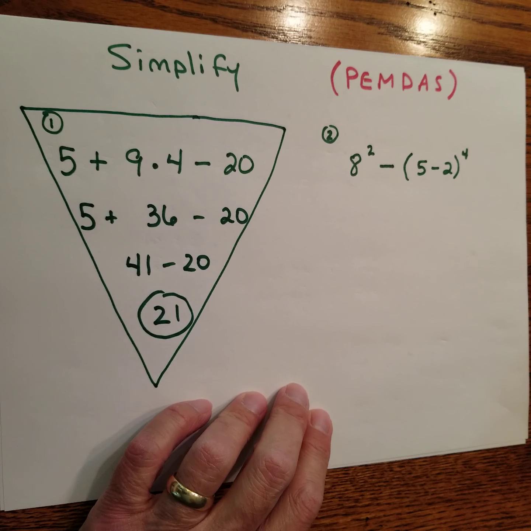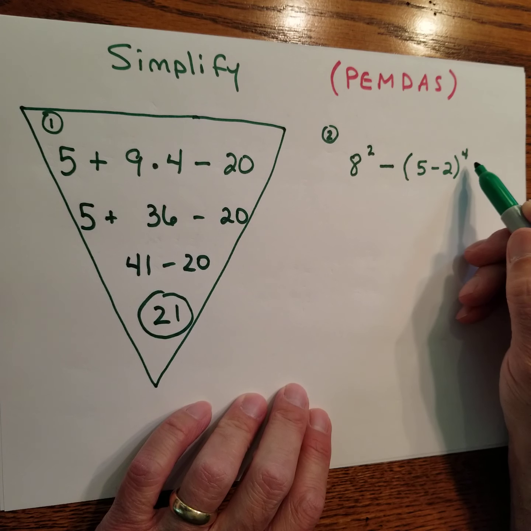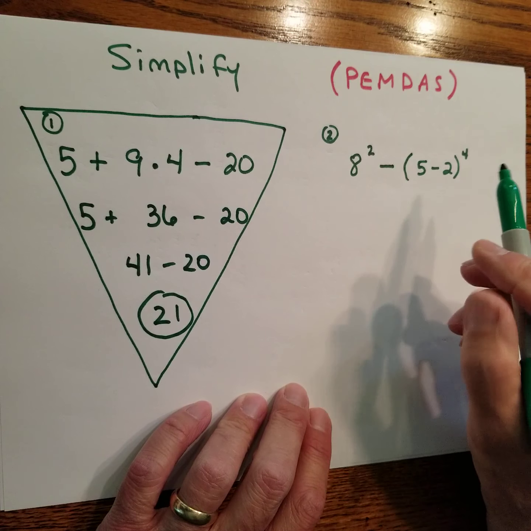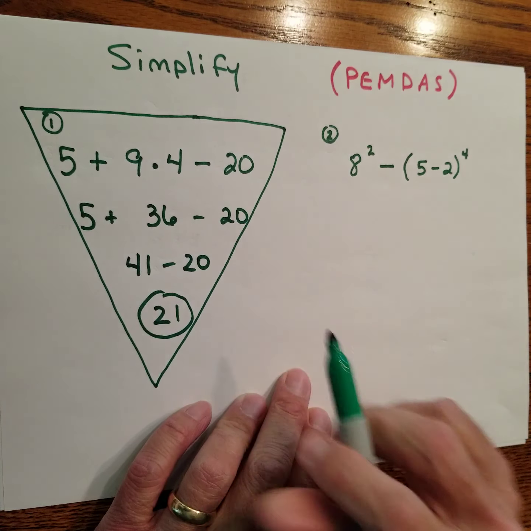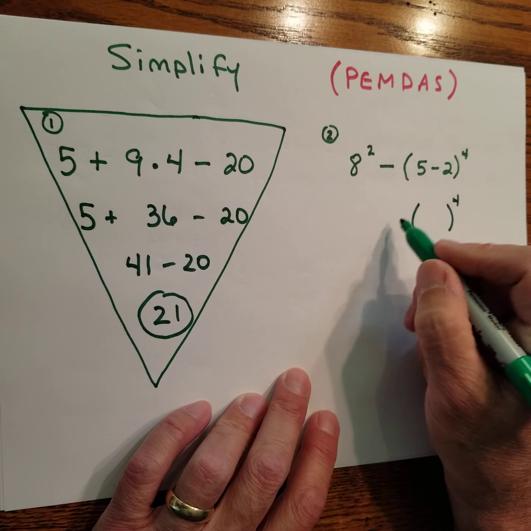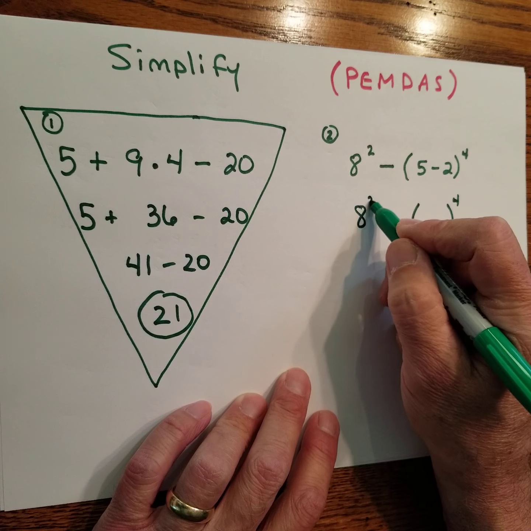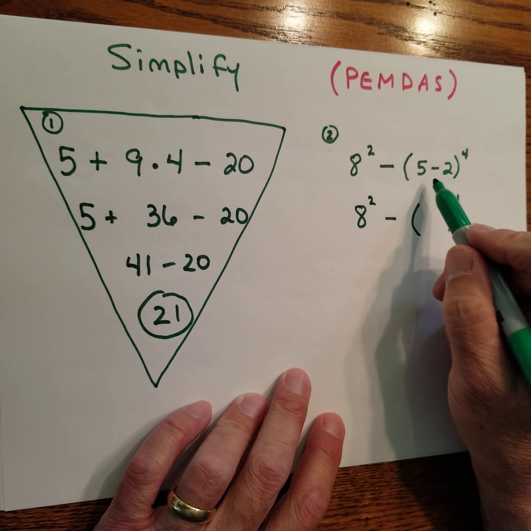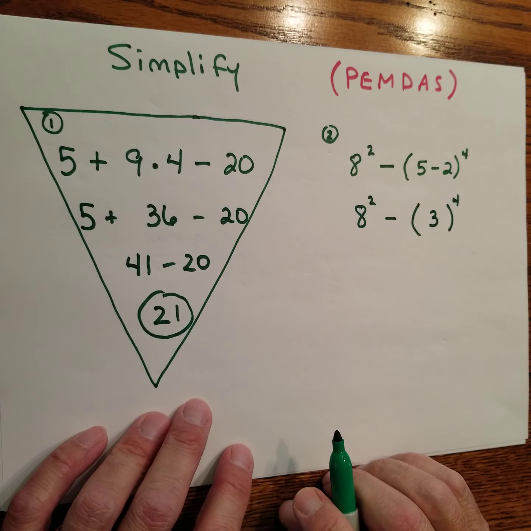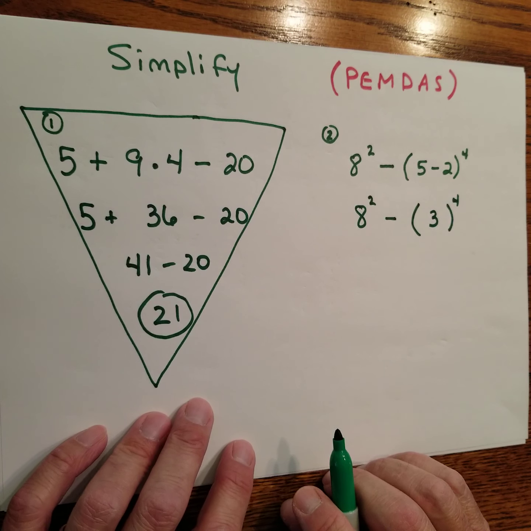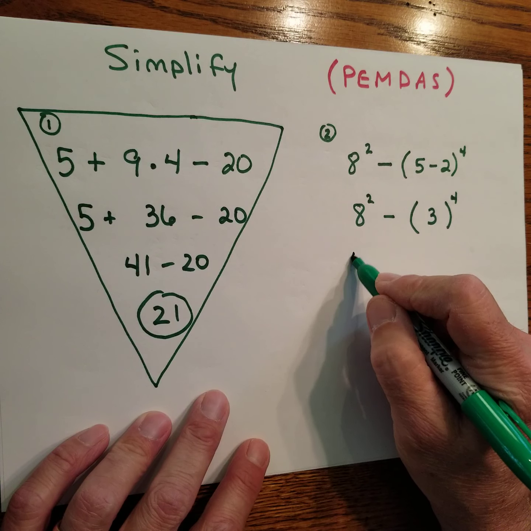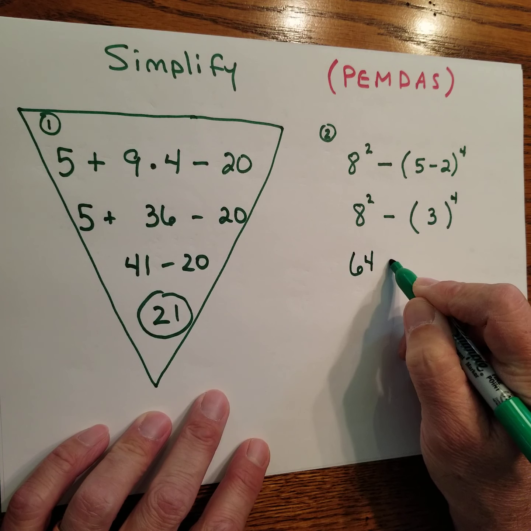Number two's got a lot going on. There's exponents, there's subtraction, there's grouping symbols. Think PEMDAS. We got to do the parentheses first. Let's take care of what's inside the parentheses and copy the rest. Inside of the parentheses, 5 minus 2, that's 3. Next up is exponents. 8 to the second power, that's easy. 8 times 8 is 64.